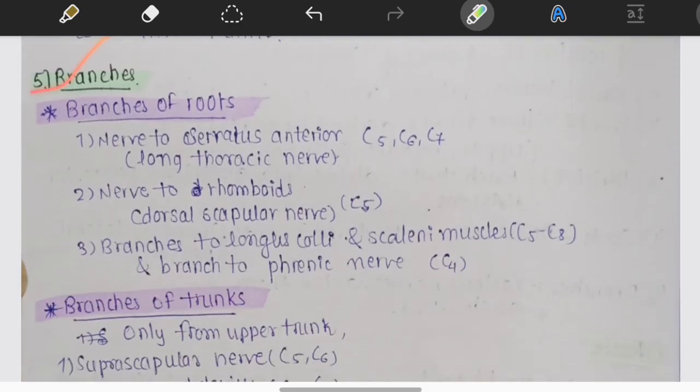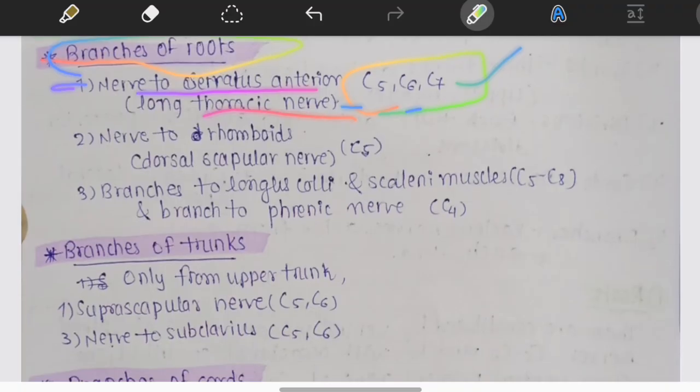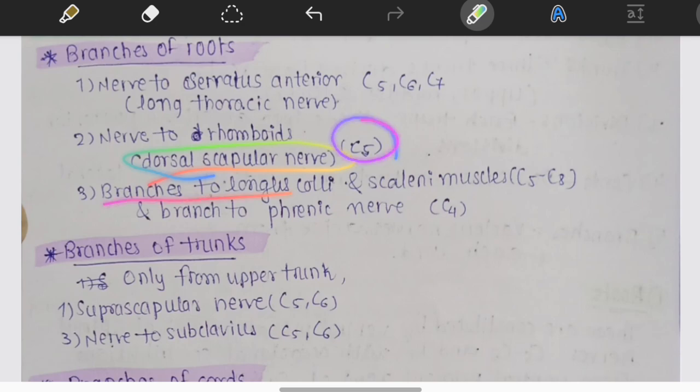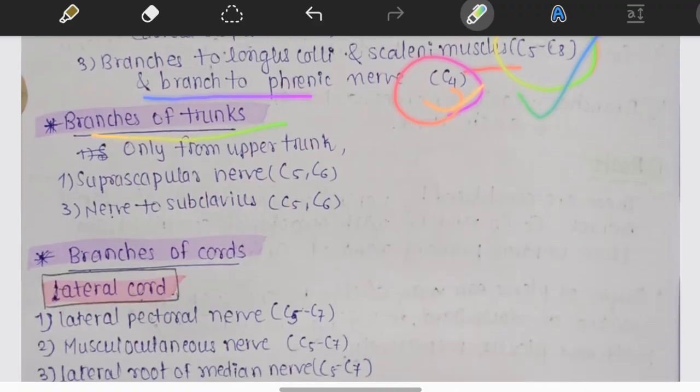Let's see the branches. Branches arising from the roots: the first is the nerve to serratus anterior, the long thoracic nerve, with root value C5, C6, C7. The nerve to rhomboids, the dorsal scapular nerve, arises from C5. Branches to longus colli and scalene muscles have root value C5 to C8, and the phrenic nerve arises from C4.